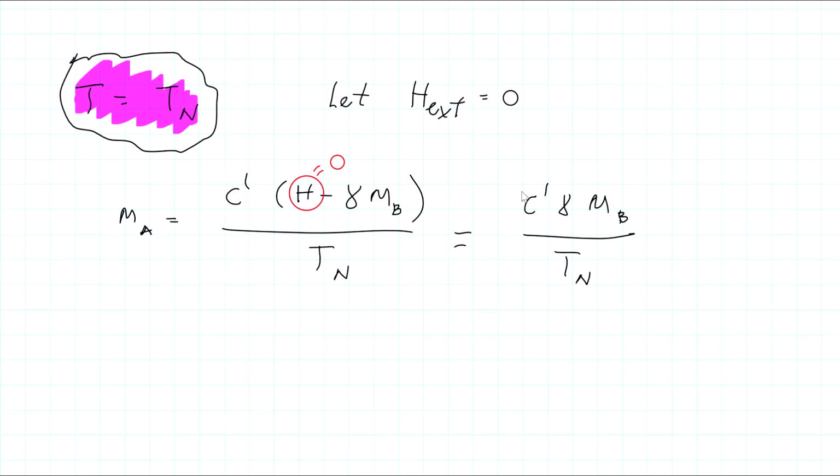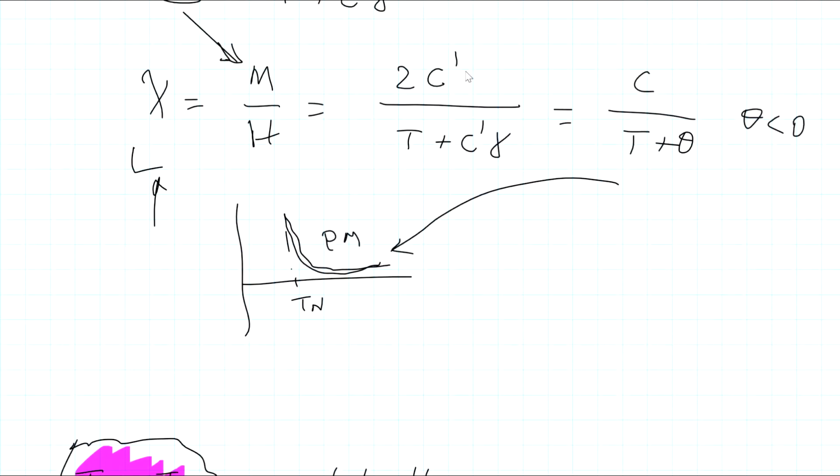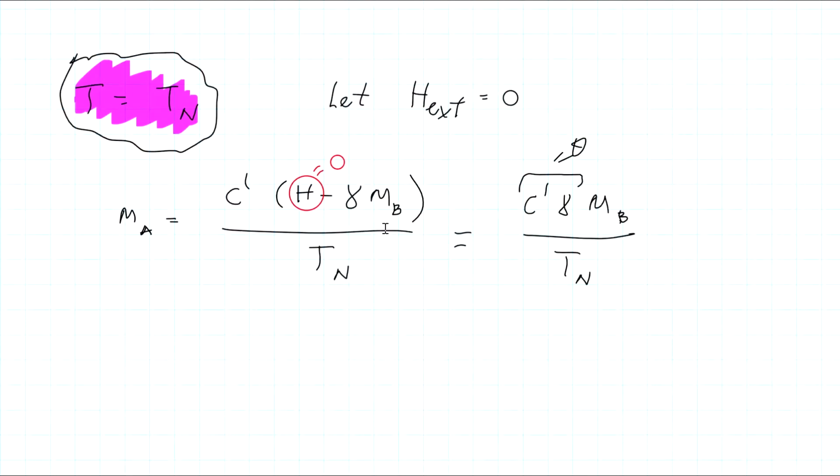If you look above, this part here is Curie temperature, theta. Let me show you. This part here. This is Curie temperature. So we can write that magnetization A, MA, is equal to minus theta MB divided by Neel temperature.